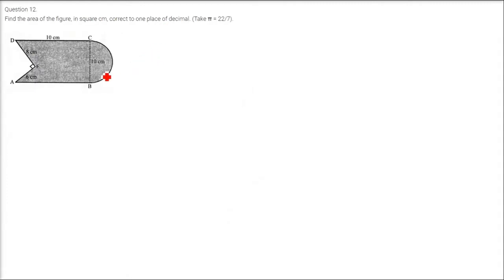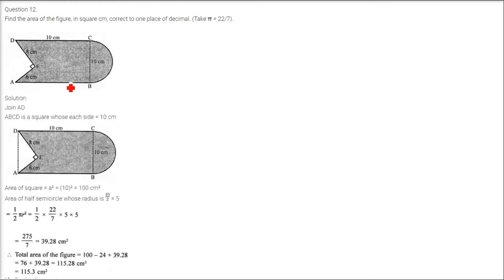Find the area of the figure in square centimeter correct to 1 place of decimal. So what we have to do, we just have to take this area and this area, but we have something here also. Let me just join this. So we have joined this. So first area is this rectangle. Actually it's not a rectangle, because this is 10, this is 10. So it's a square, 10 by 10, sides are same. So the area of the square plus the area of this semicircle minus the area of the triangle, this is what we have to do.